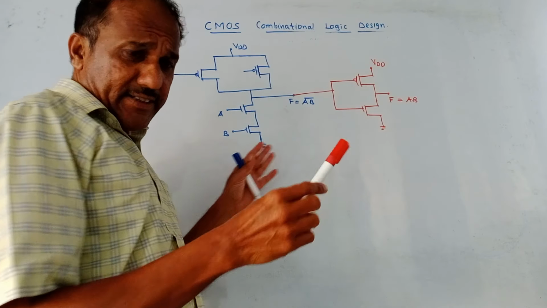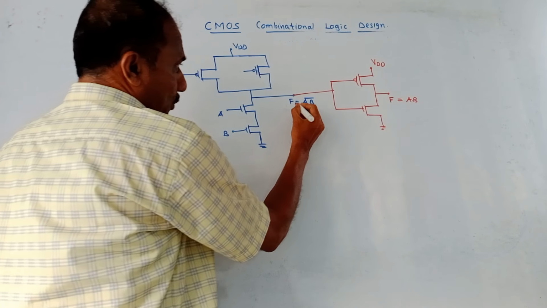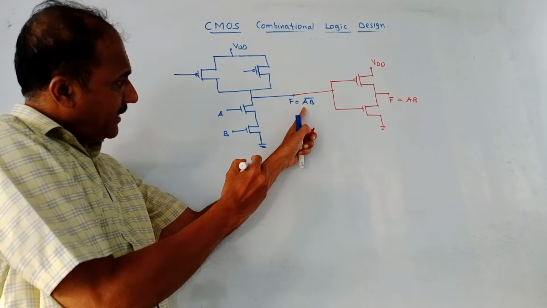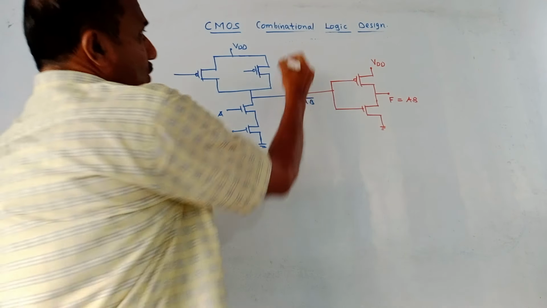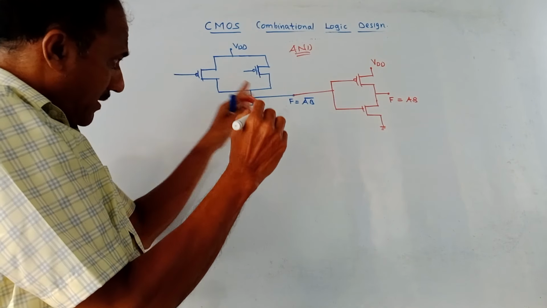We have discussed the designing of the NAND gate. This part gives us the output of the NAND gate that we have discussed. It is (A into B) bar. Suppose I want to design an AND gate. Make it more simple.